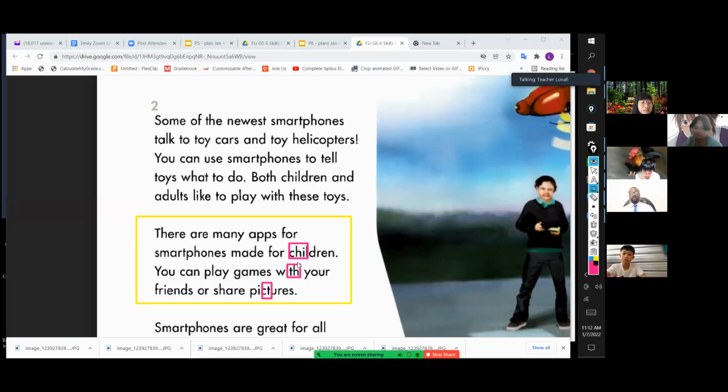Okay. Very good. So let's say this again. Children, children. With. Good. Pictures, pictures. Thank you. Wonderful job. Thank you for volunteering again. Very good work.